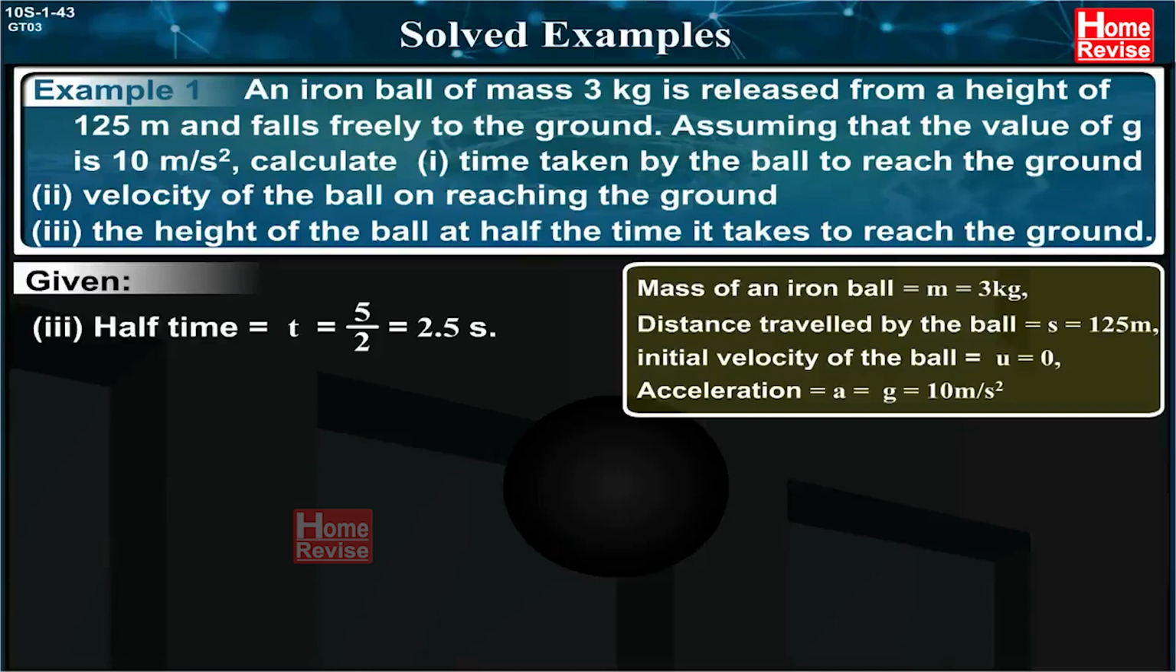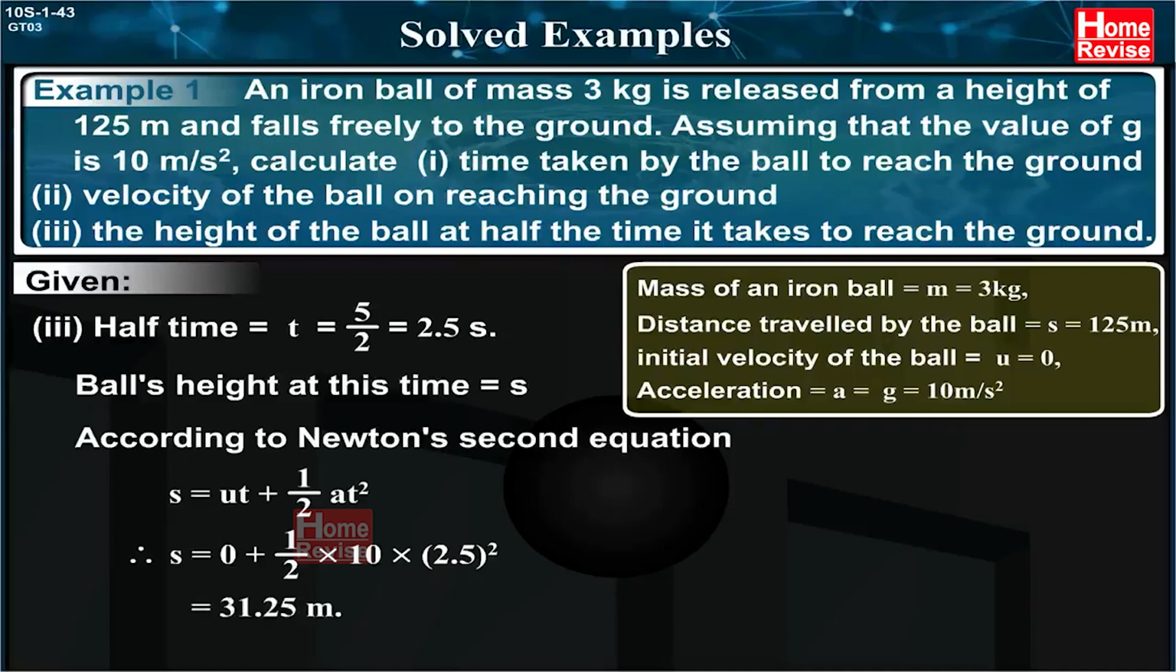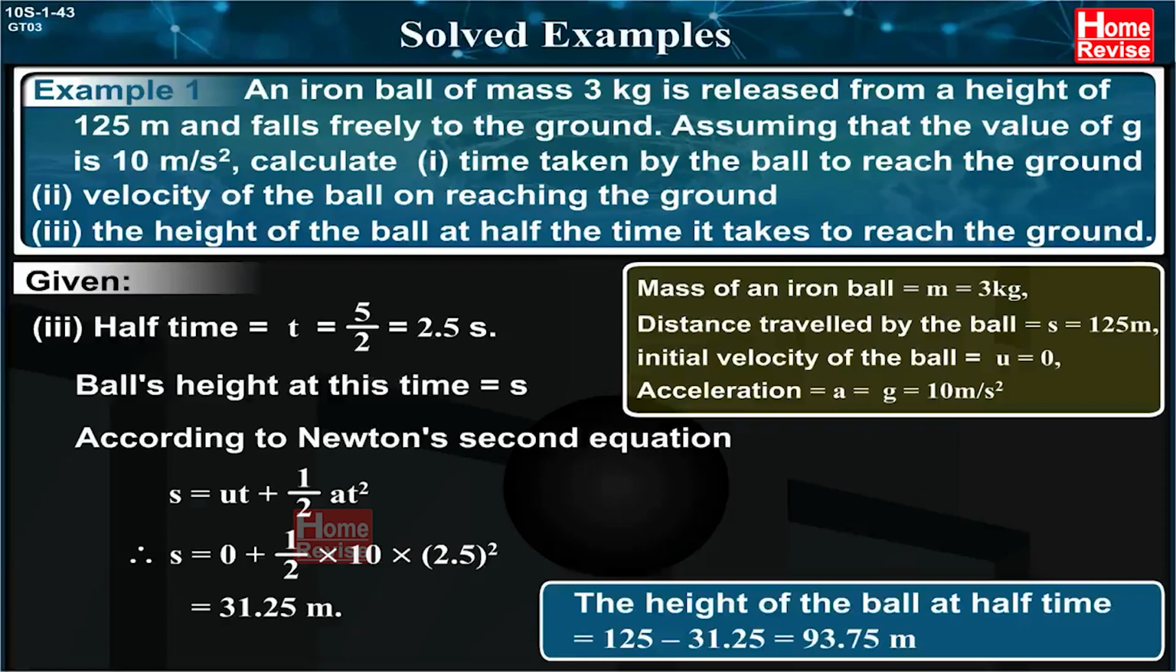And third, half time is equal to t by 2, which equals 5 by 2, which is equal to 2.5 seconds. Ball's height at this time is equal to s. According to Newton's second equation, s is equal to ut plus half at square. So, s is equal to 0 plus half into 10 into 2.5 square, which equals 31.25 meters. Thus, the height of the ball at half time is equal to 125 minus 31.25, which equals 93.75 meters.